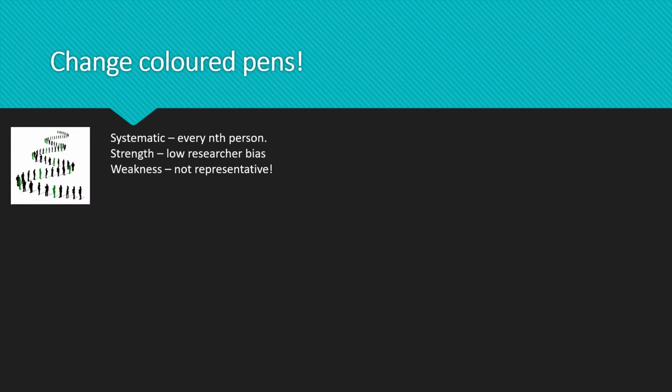So let's have a look then. Change your colour pen, so anything that you are missing, you can add in a different colour, you know what you need to look over a little bit more. So first of all, systematic sampling.